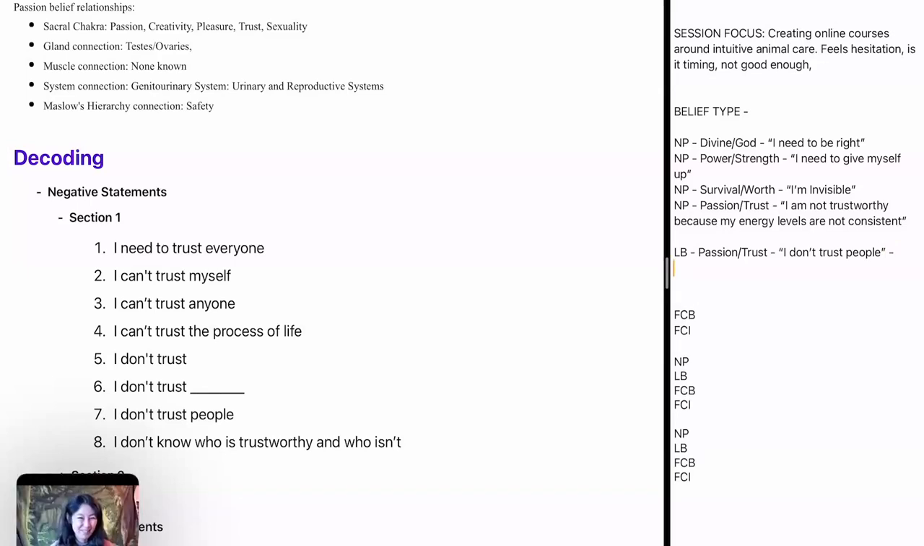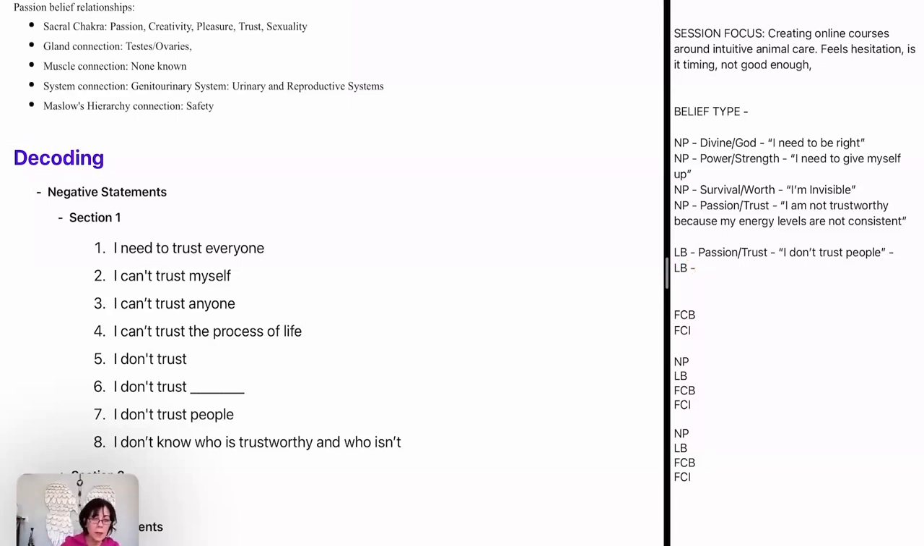I don't trust people. I need to be right because I don't trust people. I need to give myself up. I don't trust people. I'm invisible. I can't trust my. Well, I don't know. We'll see. Sometimes that makes sense perfectly, and sometimes they're like, makes me think.